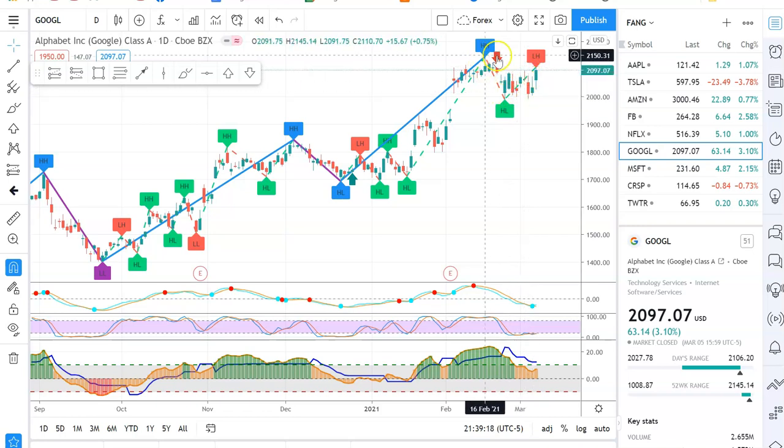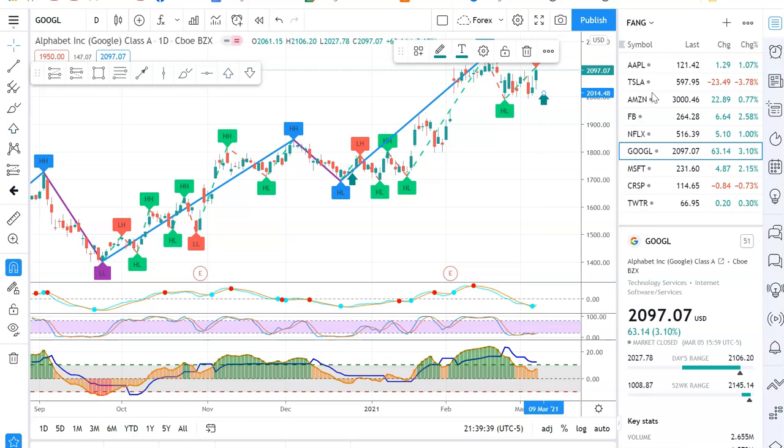But the Zigzag still doesn't know exactly what it's doing. Green zig. This is a minor zig. MACD says go long. RSI is almost saying go long. Google looks like a long tomorrow. Let me write that down.